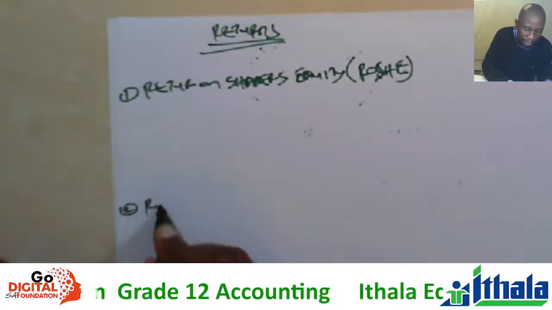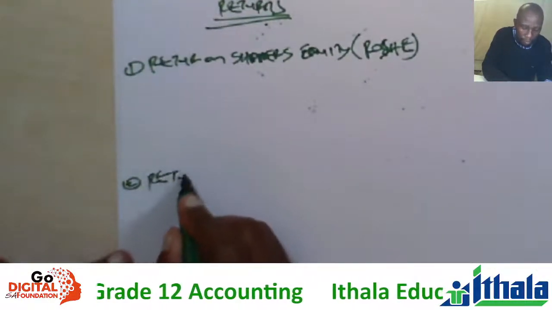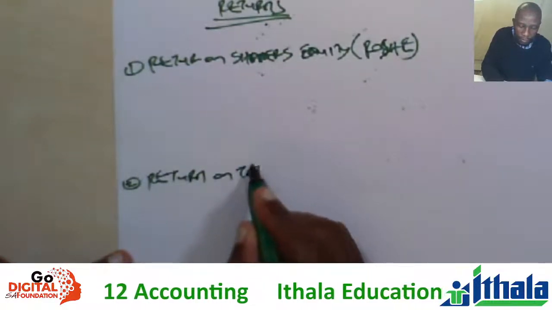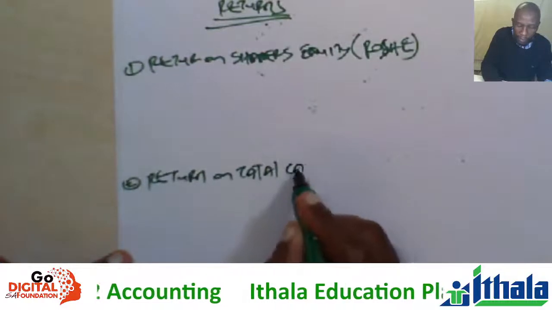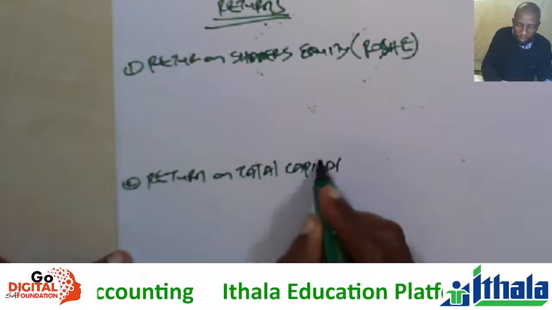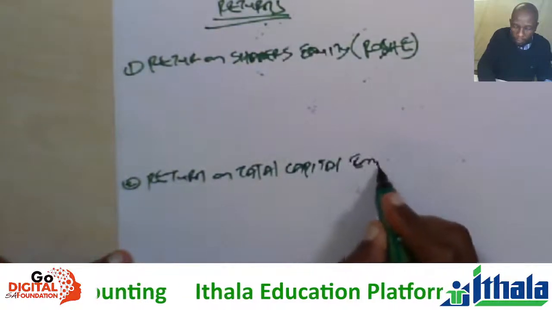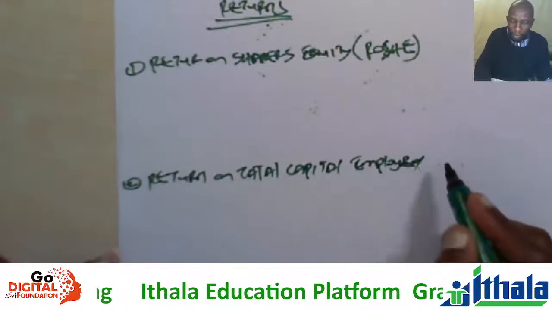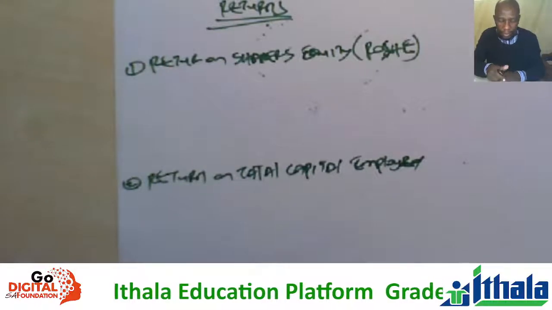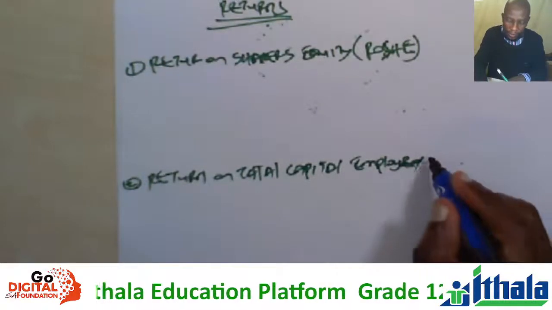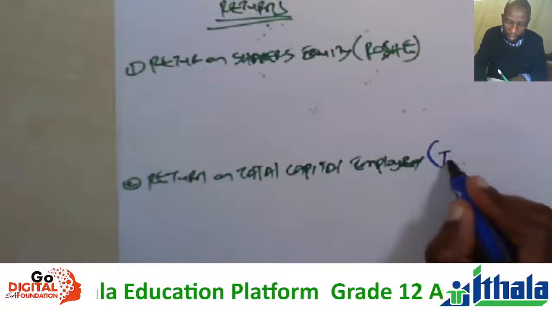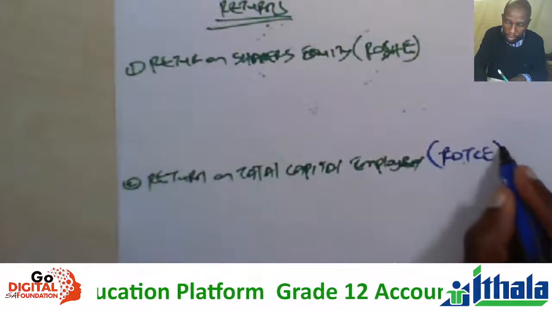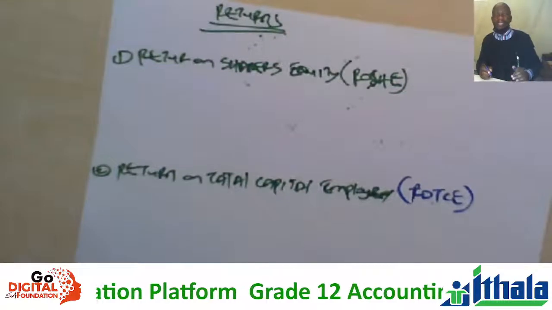And the other one is return on total capital employed. We call it ROIS or ROSE, right? We call it ROIS or ROSE. These are the ratios.